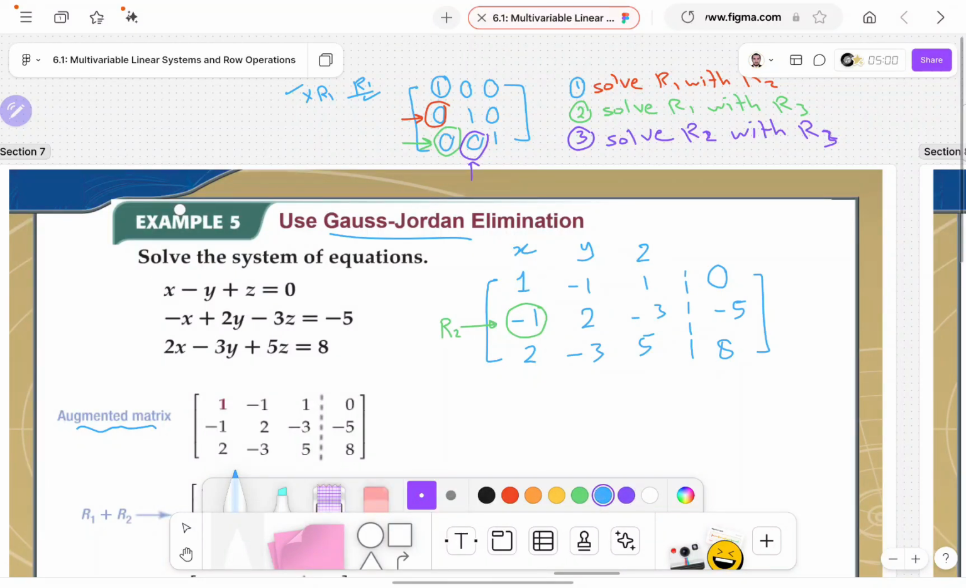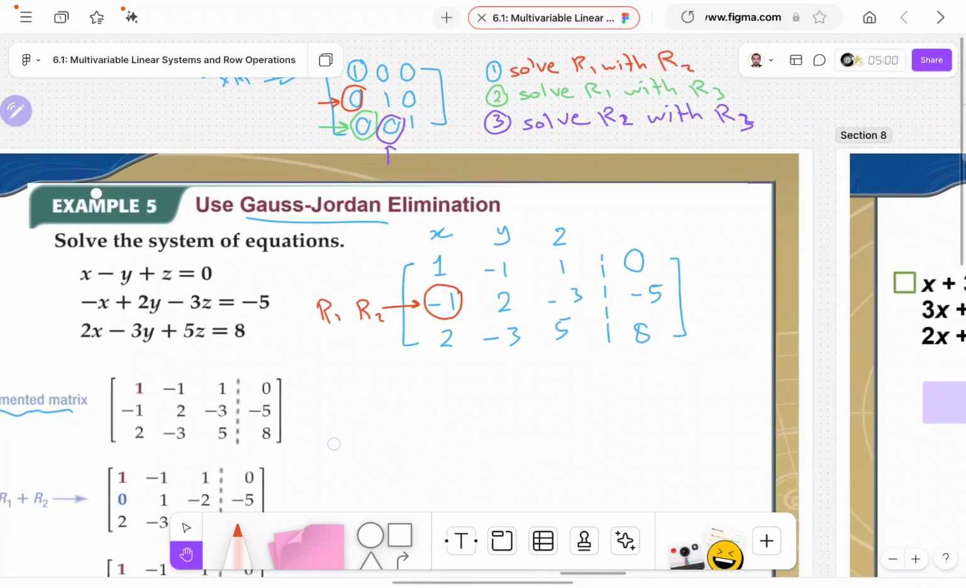Now let's start solving the rows together. As I said, I need to make this value equal 0. Let me write it in red color. So I need to make this value equal 0. To make this value equal 0, I need to solve row 1 with row 2.